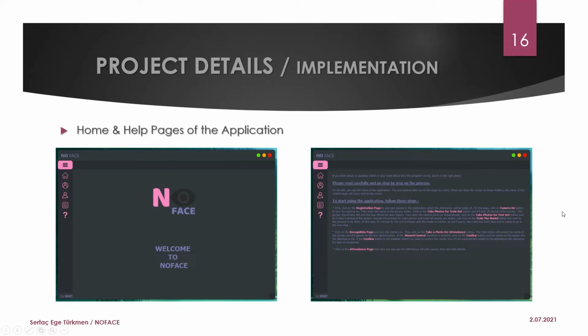On the application, there are 5 pages named Home, Recognition, Registration, Attendance List, and Help. This application can be easily used through these page buttons, and the user can easily navigate between pages. Homepage and help page are seen below.